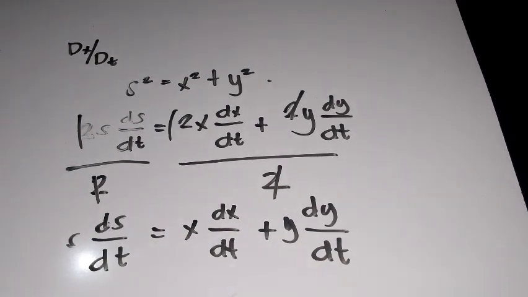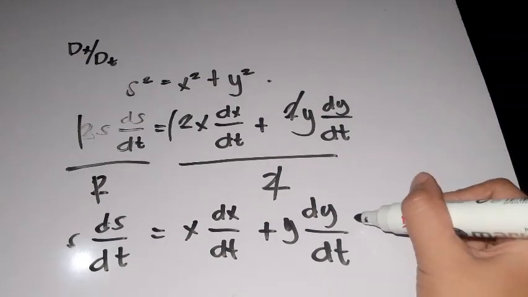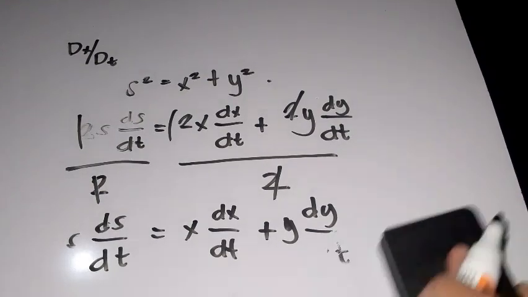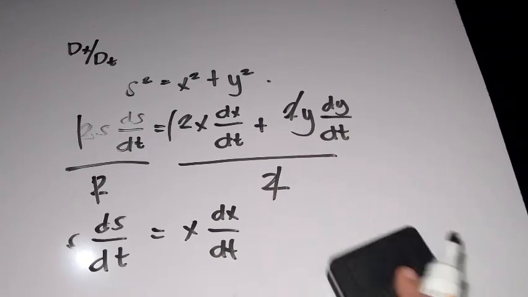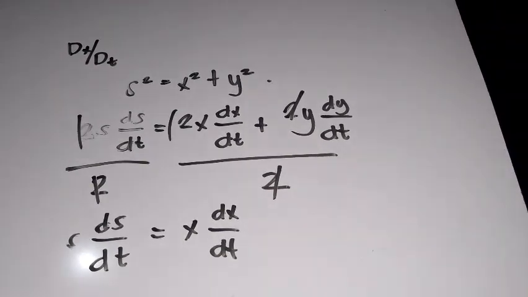and y dy/dt. And remember that the given y is 2, and the derivative of a constant is 0, and 2 is a constant, so this is 0. So this does not exist anymore, because it is 0 according to the given.